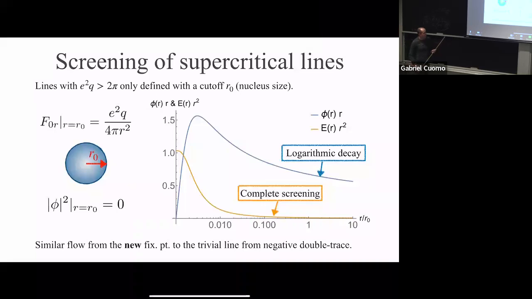And let me say that there is also a similar flow. Before I told you there is a flow between the two boundary conditions on the nucleus, but there is also a flow from the new or UV boundary conditions to the trivial line, just by adding the perturbation I showed before with the negative sign. So in principle, it might happen. I don't know in which situation in practice.